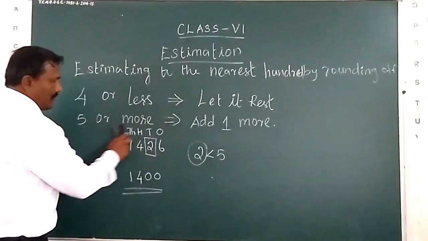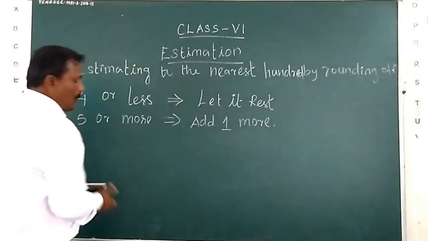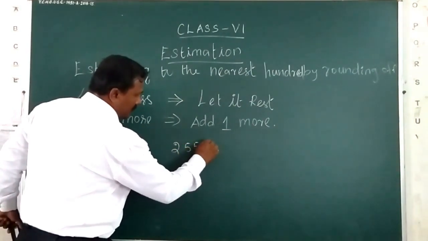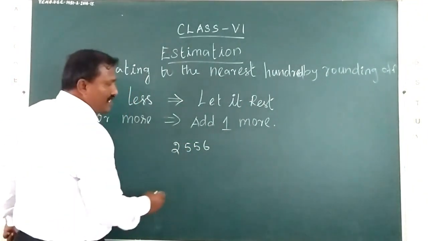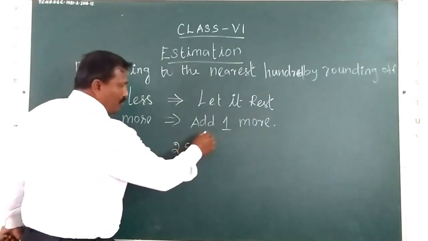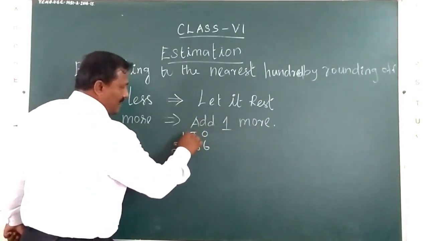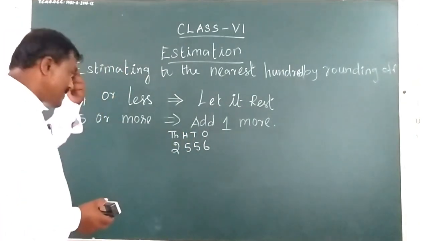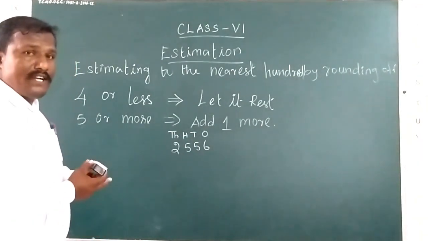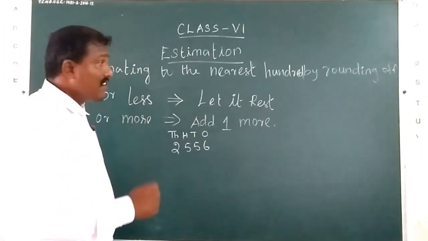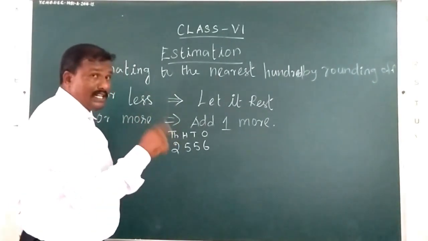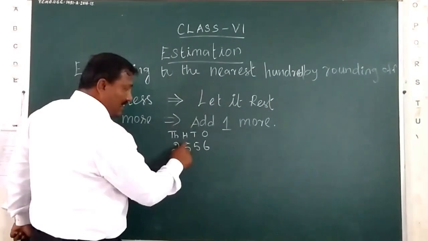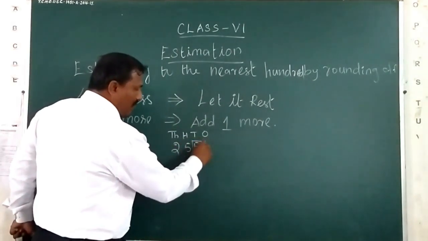Okay, let me take another example. It's a 4-digit number. First step, put the place values: ones, tens, 100, 1000. Then second, we have to find out which is the digit to check. The question is: round off to the nearest 100. Ones, tens, 100. This is the 100. The digit next to it, 5, is the one we compare.